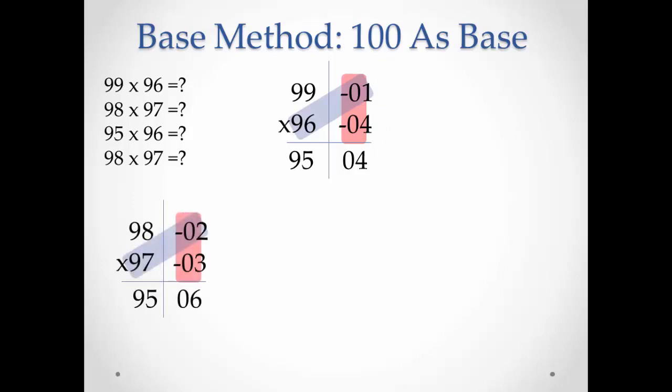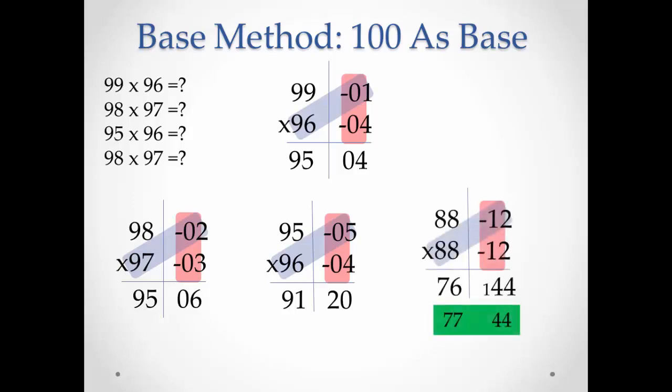So let's take another problem. 98 times 97. 98 is 2 less than 100 and 97 is 3 less than 100. We do a cross subtraction. 97 minus 2 is 95, and 3 times 2 is positive 06. So 9506 is the answer. And 95 times 96, it's 5 less than 100 and the other is 4 less than 100. We do cross subtraction. 96 minus 5 is 91, and 5 times 4 is 20. So 9120 is the answer.